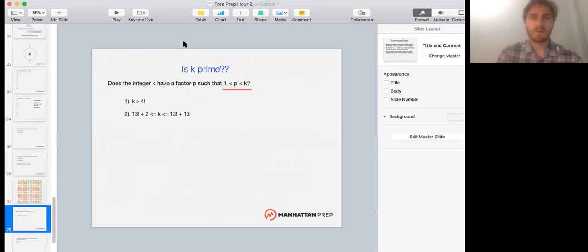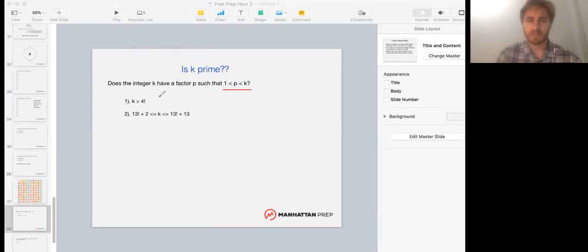We know this. All right, well, statement 1 tells us k is greater than 4 factorial, which is 24. So this tells us k is greater than 24, which is not particularly useful. There's plenty of prime numbers greater than 24 and plenty of not prime numbers greater than 24. That doesn't narrow down k that much.